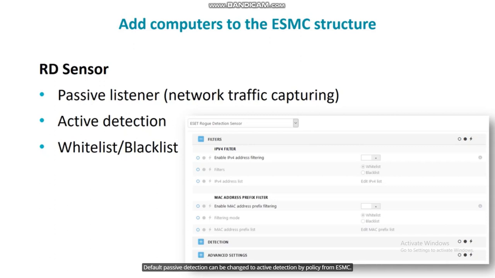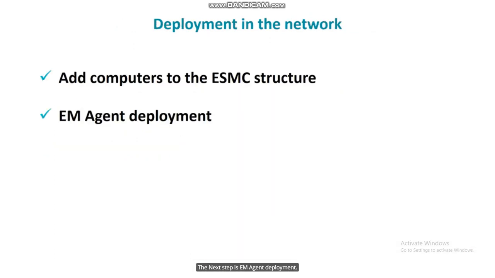Default passive detection can be changed to active detection by policy from ESMC. Then RD sensor is able to actively scan network. Blacklisting and whitelisting can be applied to exclude network components, switches, routers, printers from the report. The next step is EM agent deployment. Agent installation is a necessary procedure to make the client computer managed in ESMC.